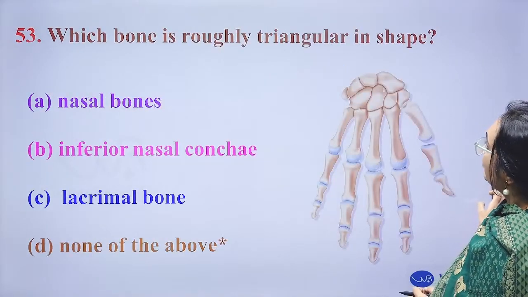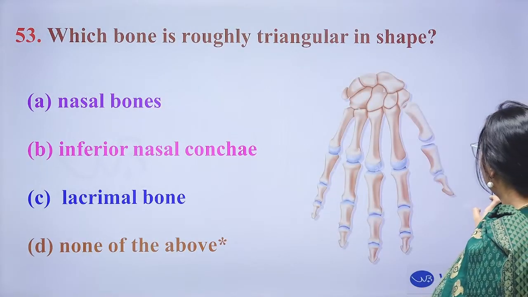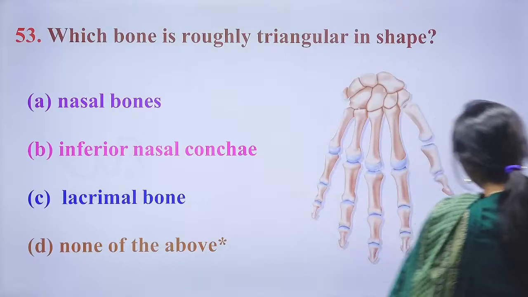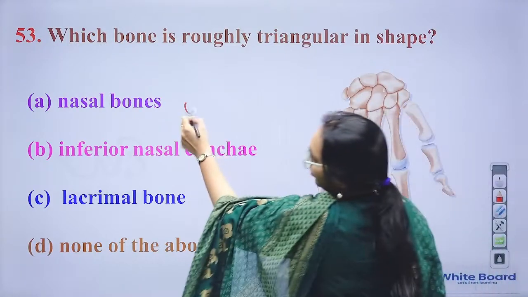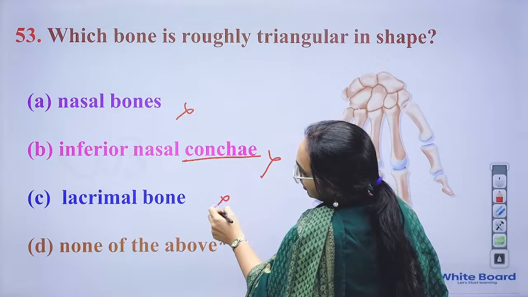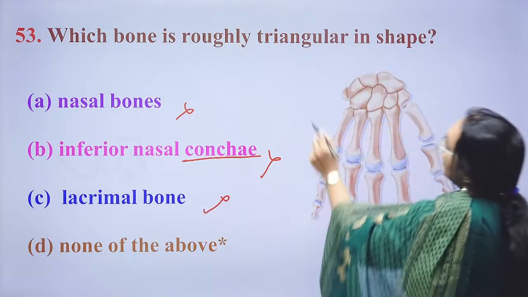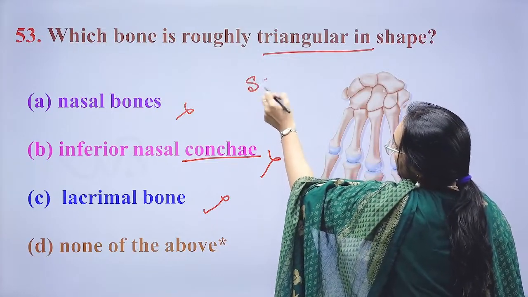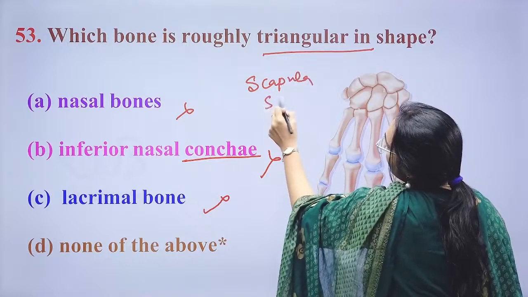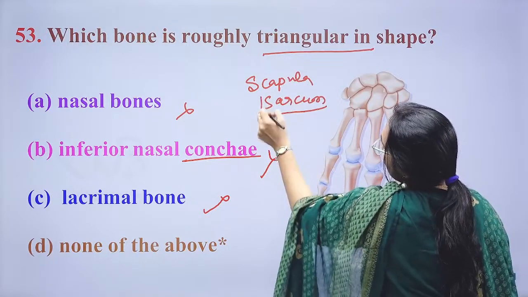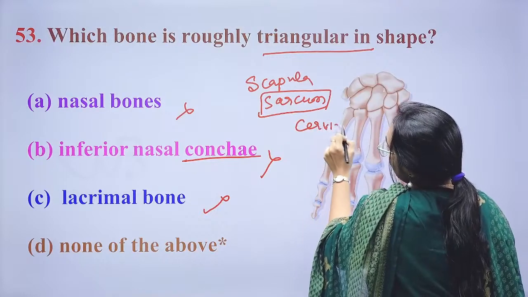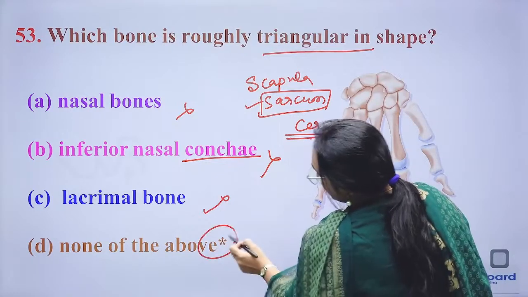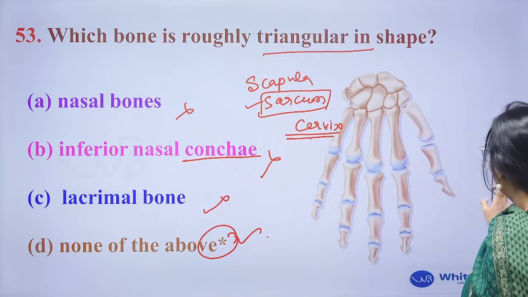Next question. Which bone is roughly triangular in shape? Nasal bone, inferior nasal conchae, lacrimal bone. Okay, actually the roughly triangular bones are the scapula bone and sacrum bone. So the answer here is D, none of the above. 53 is none of the above.